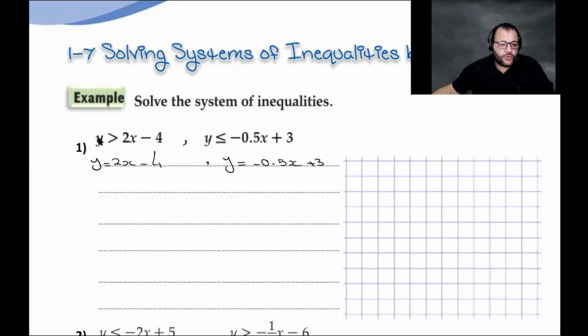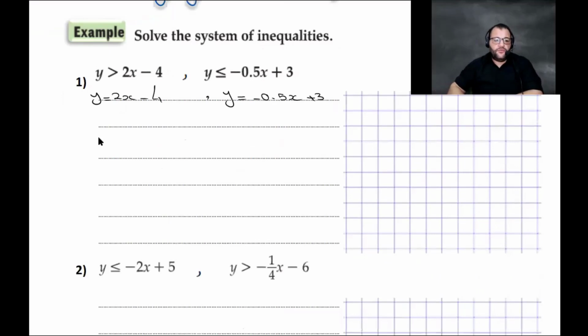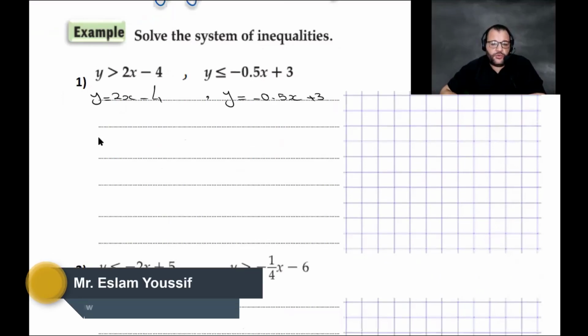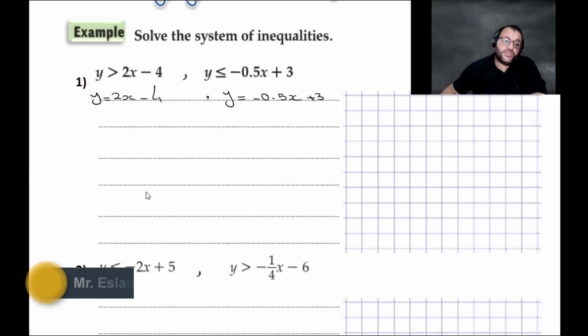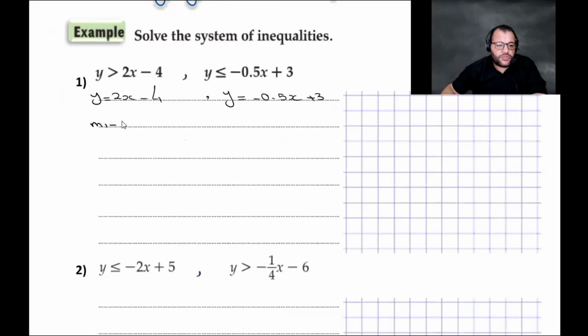Both of the equations are written in slope-intercept form. So to graph the equation which is written in slope-intercept form, we need to find what? The y-intercept and another point. Yes, the slope and the y-intercept. So the slope for the first one, m1 is equal to 2, and b1 is equal to negative 4. m2 is equal to negative 1 over 2, and b2 is equal to 3. Any problem finding the slope and y-intercept? No, sir. Okay.